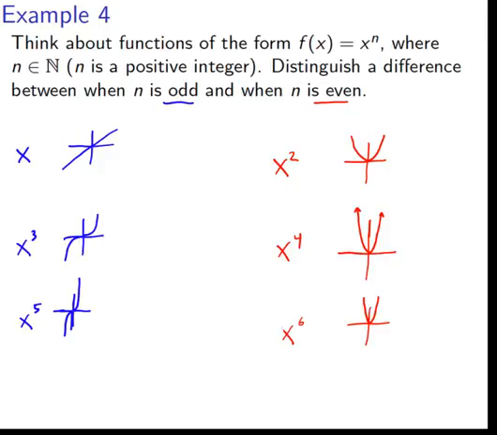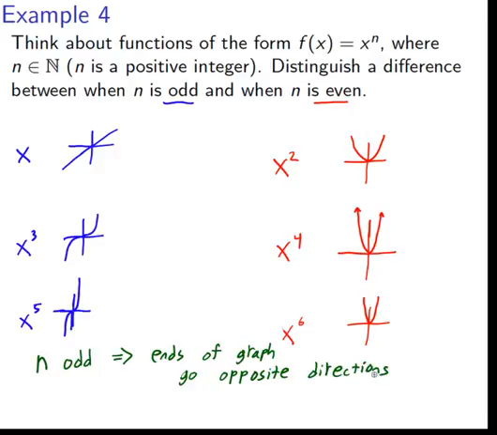So what we're seeing here is when n is odd, the ends of the graph go in opposite directions. So the ends of the graph go opposite directions if n is odd. But if n is even, the ends go in the same direction. So that's the major difference between these. In many ways, they're very similar, right? The higher the n, the faster we've got this growth rate.